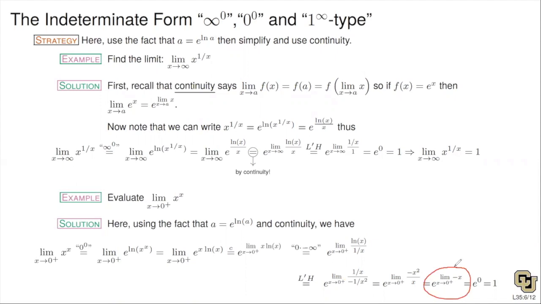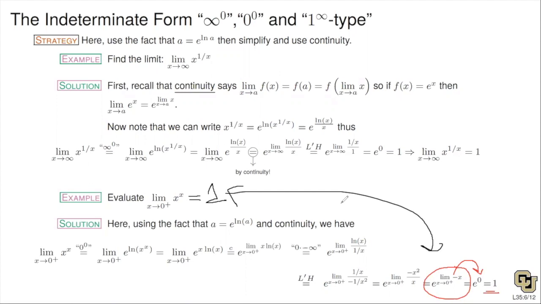e raised to the limit of negative x as x approaches 0 from the right. We take the limit. If the limit's easy, just plug in the 0. I get the limit is 0. Our final answer, though, is e raised to the 0, or 1. So I should have concluded here: I can conclude that this limit of x raised to the x as x goes to 0 from the right equals 1, based on all this work right here.